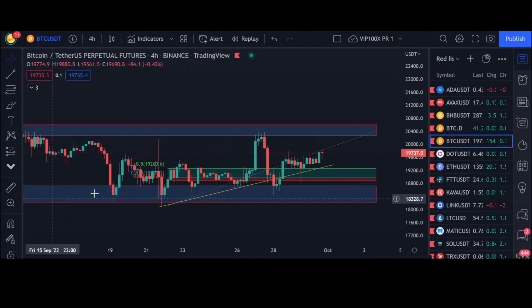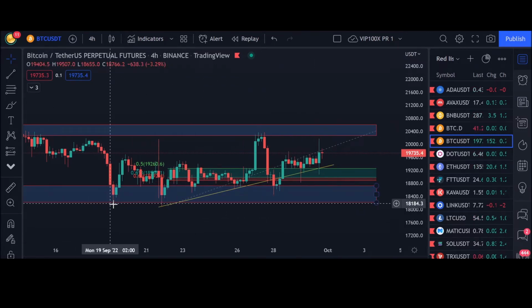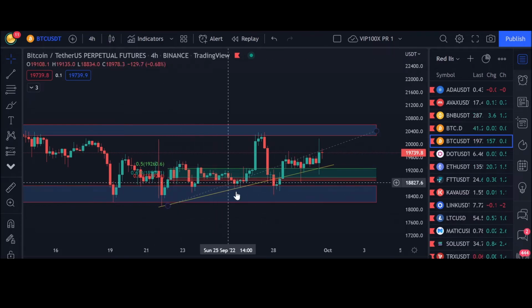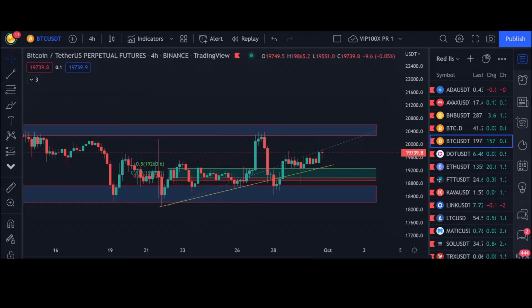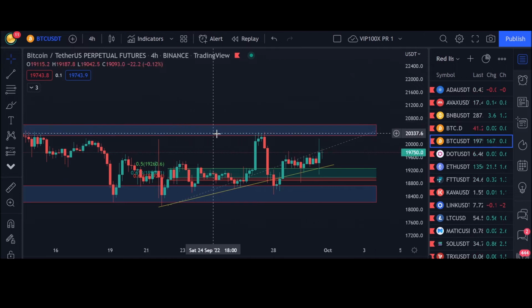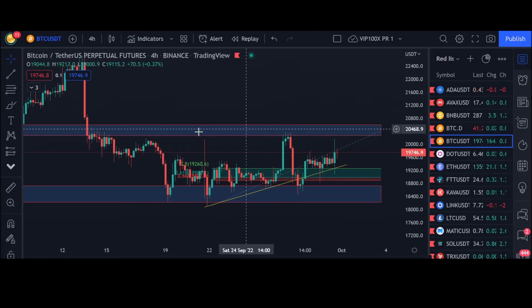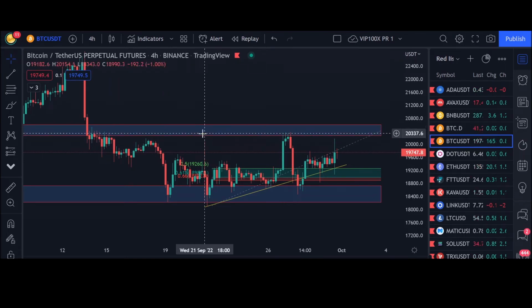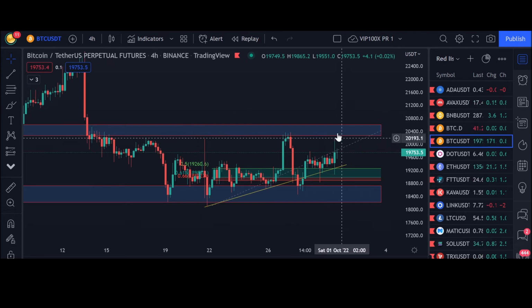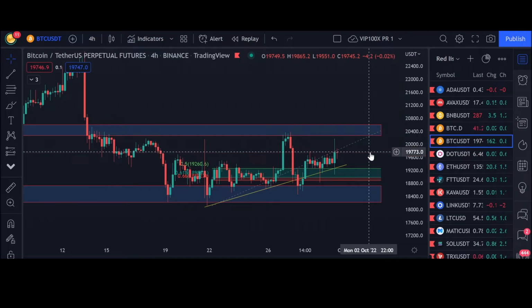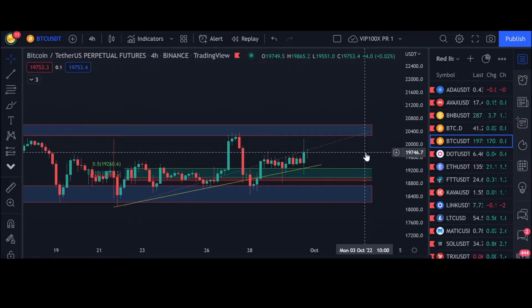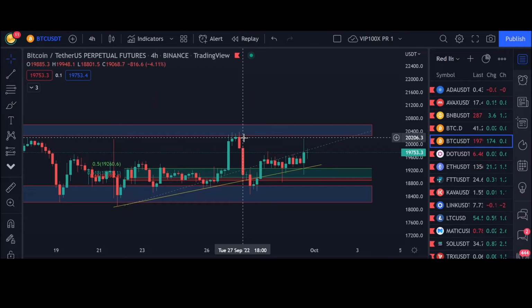Here we have the support zone that has been retested 1, 2, 3, 4, 5 times. And here we have our resistance zone that is being tested only 2 times. Maybe we can count this as a third one, and this last one as a fourth one. But they didn't really touch the resistance zones. They didn't take the liquidity out of it. So okay, we can count it, but it's not as strong as these ones, for example.